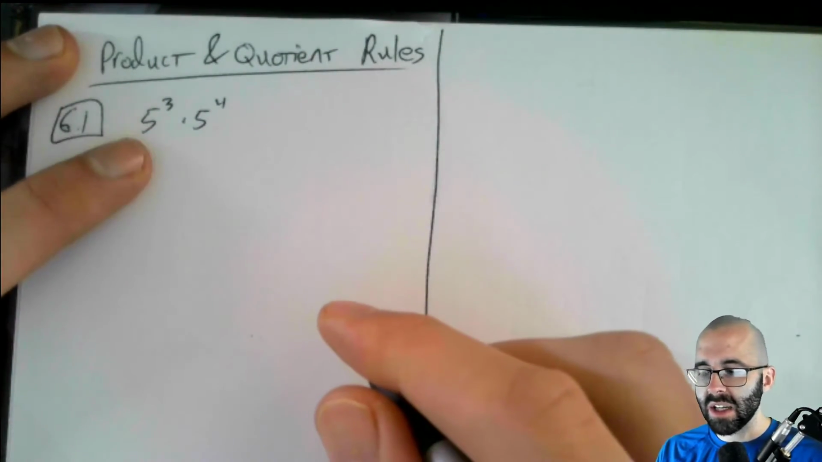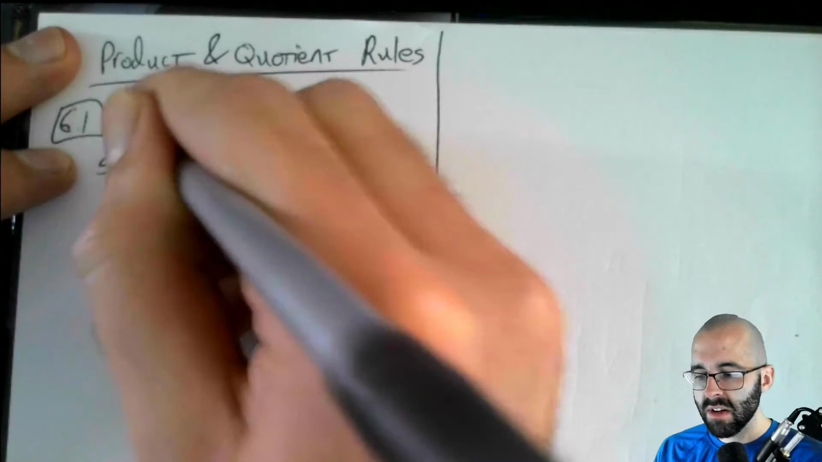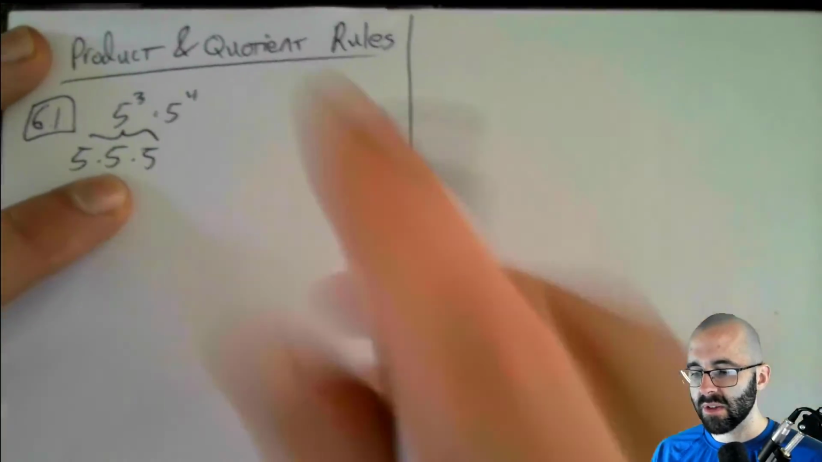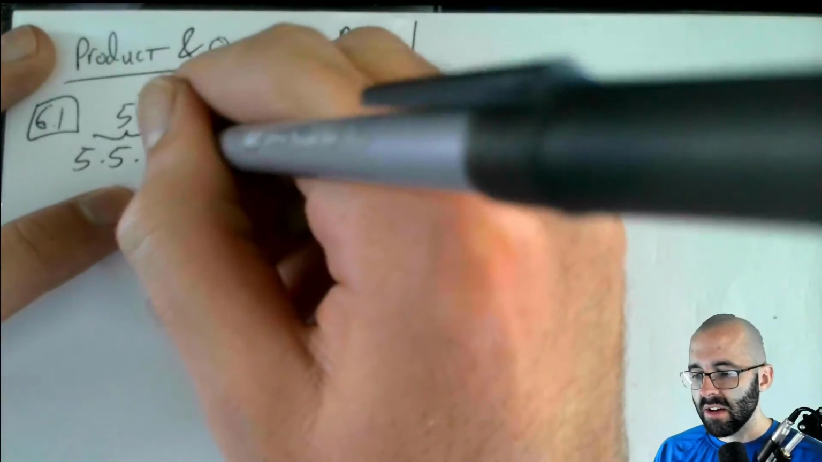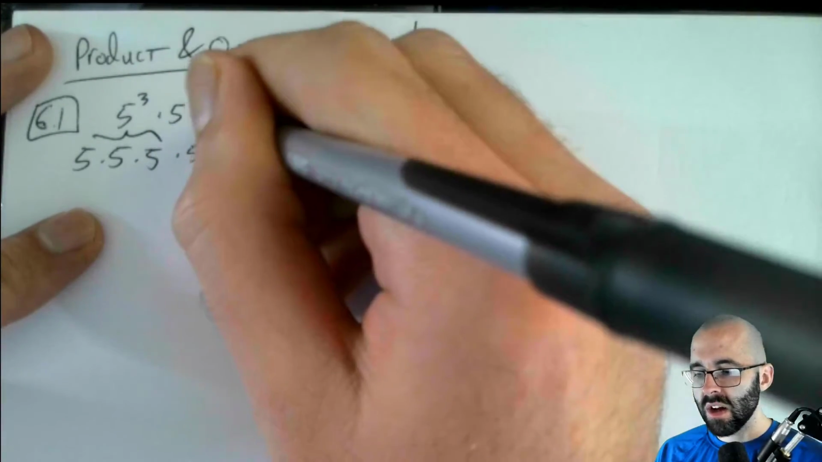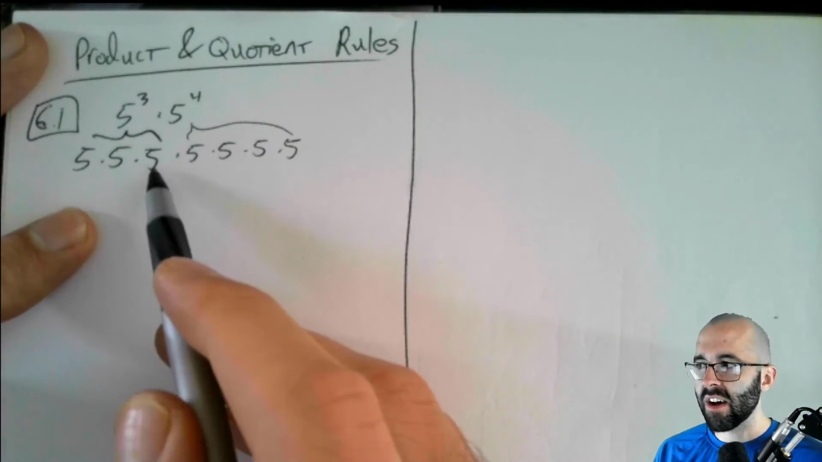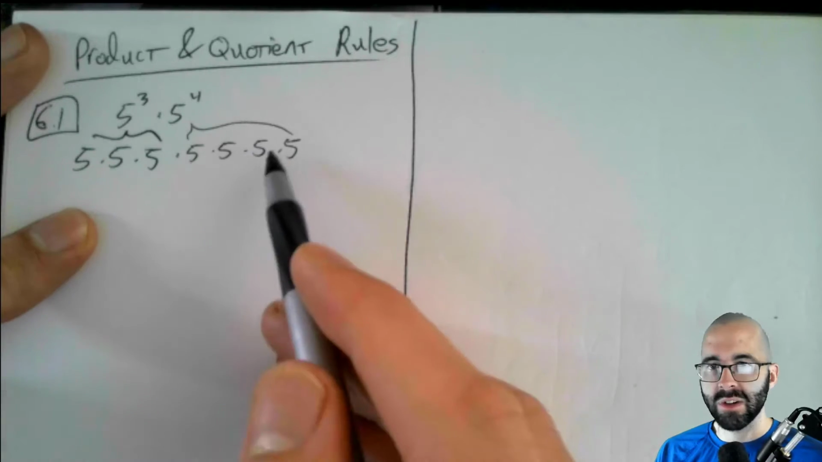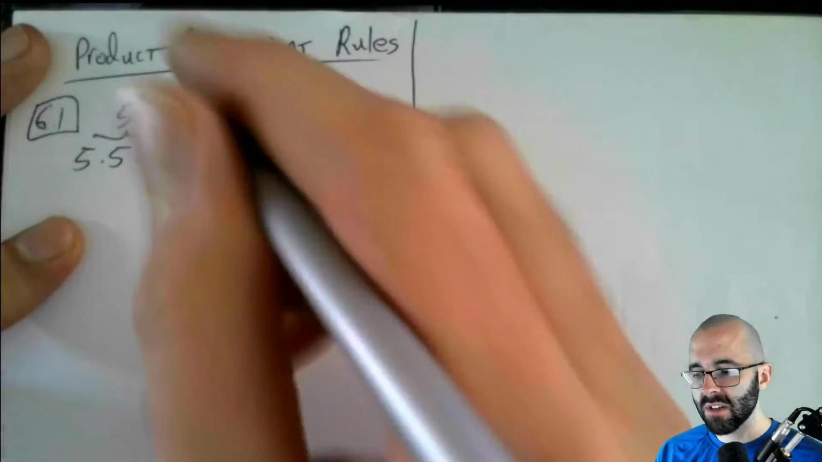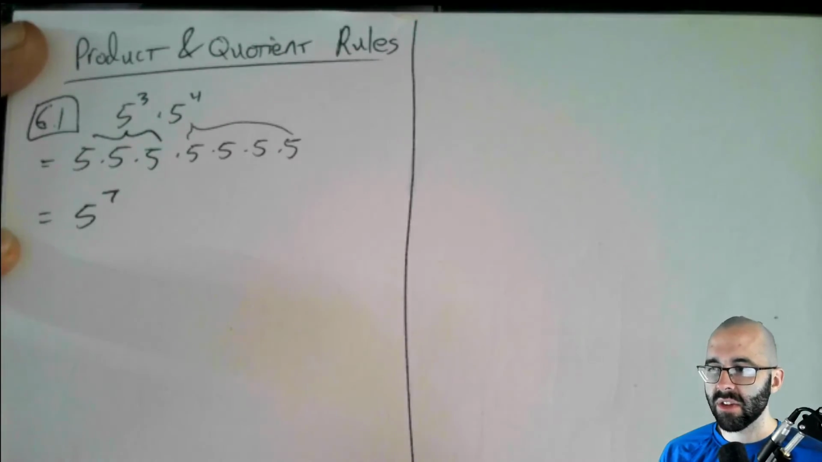Remember what it means for something to be cubed, right? That's 5 times 5 times 5. That's exactly what 5 cubed means. And 5 to the 4th, similarly, means 1, 2, 3, 4 fives. So now we have 5 cubed, which is 3 5s multiplied by each other, times 5 to the 4th, which is 4 5s multiplied by each other. Well, how many 5s do we have now, all being multiplied by each other? 7 of them. It's 5 to the 7th.